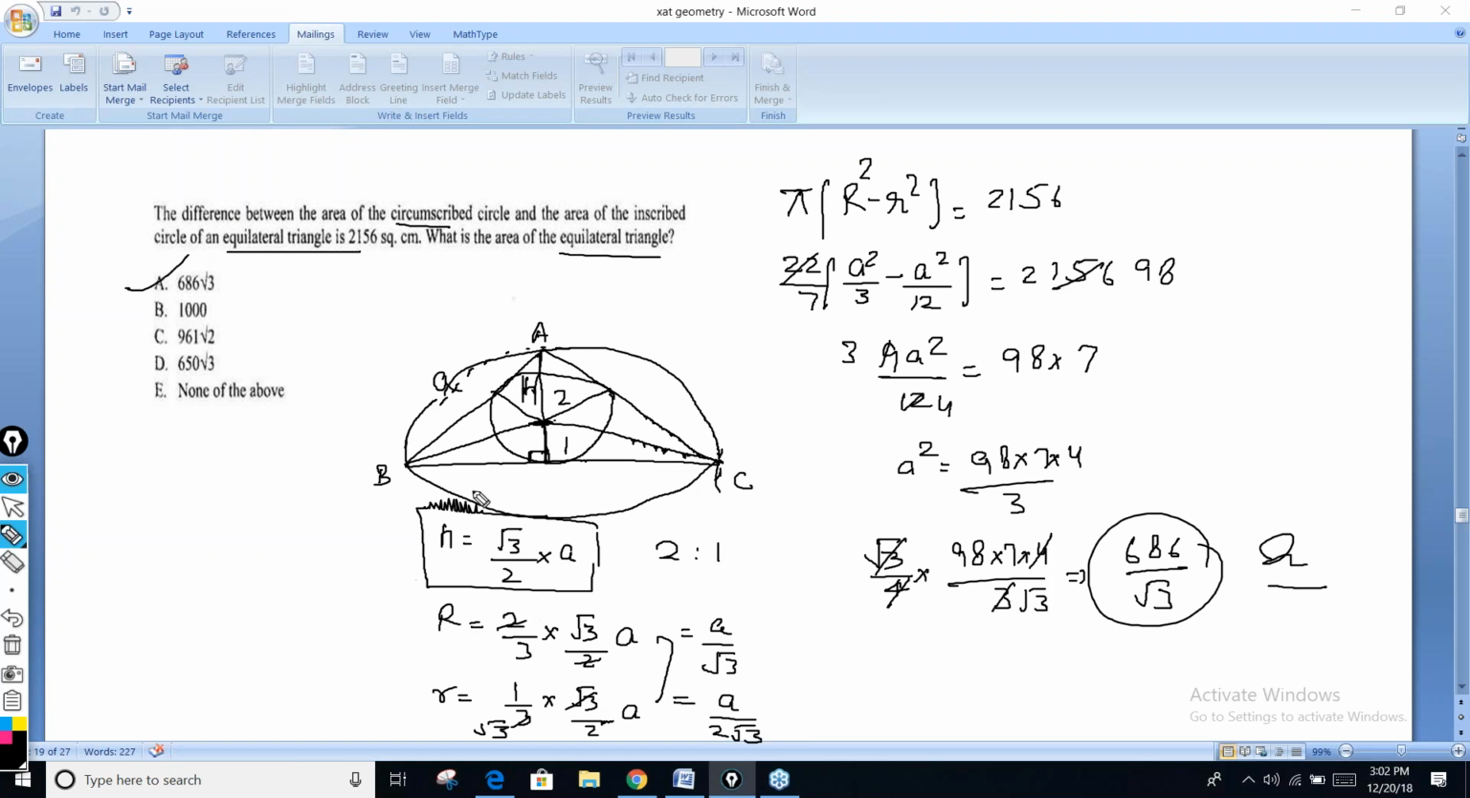So it is a simple question, you just have to use this as the relation between circumradius and inradius. And if you can remember the direct relation, it is even better. The circumradius is side upon root 3 and the inradius is side upon 2 root 3. That is a direct relation in the case of an equilateral triangle. Okay, come to the next one.